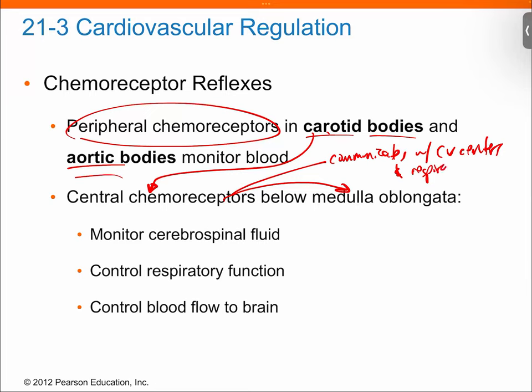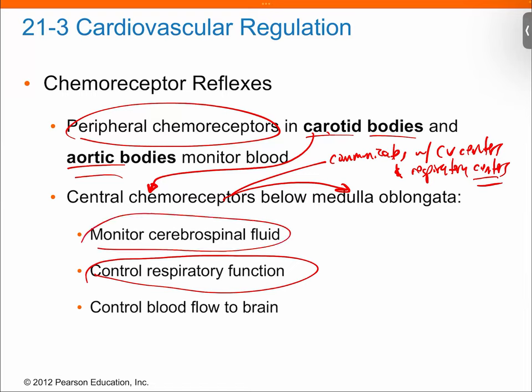And the respiratory centers. So this guy is going to be doing a lot of different things. It controls respiratory function. This is where your respiratory nuclei, like your inhale signal, which is automatic, is going to be controlled from. This central chemoreceptor will control and monitor cerebral spinal fluid. Somebody's got to keep an eye on cerebral spinal fluid. That's this one. This one monitors what's going on in your central nervous system, and then, of course, your blood flow to the brain. So your central chemoreceptor is the guardian, if you will, of your nervous system and your respiratory system.